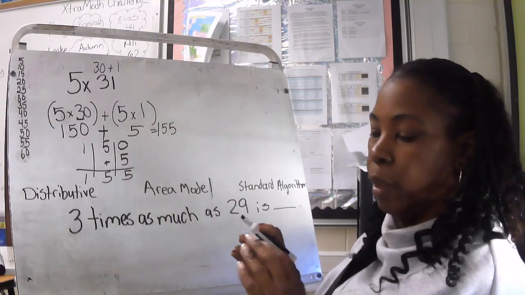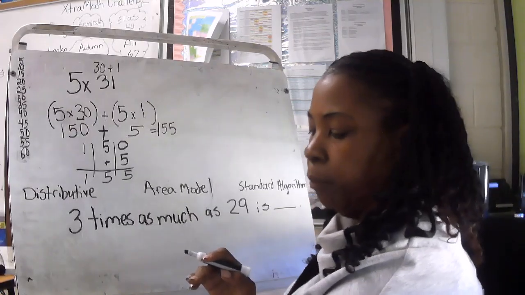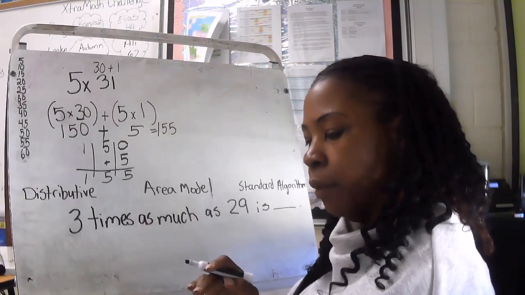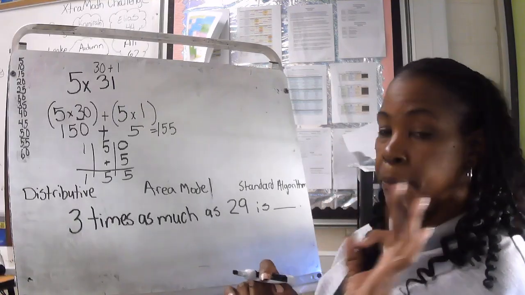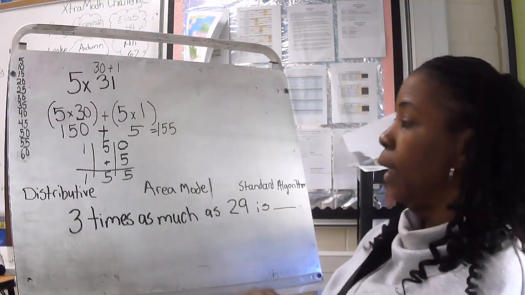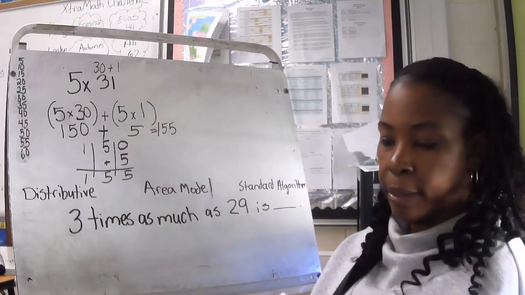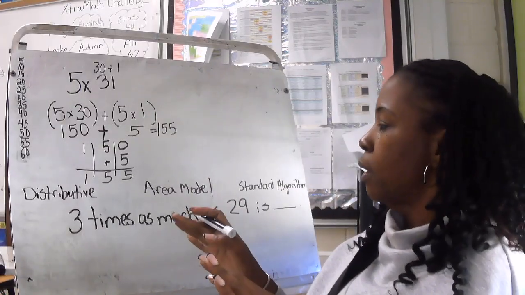So in their homework tonight, number 13 must be all 3 of these ways. It must be all 3 of these ways. And they're going to do exactly how we did it in class. Okay? So this is the distributive property.